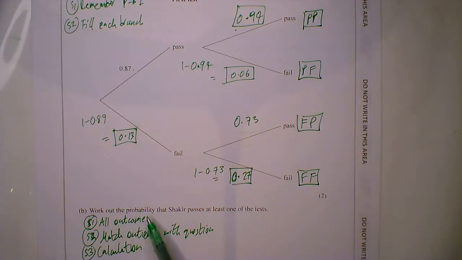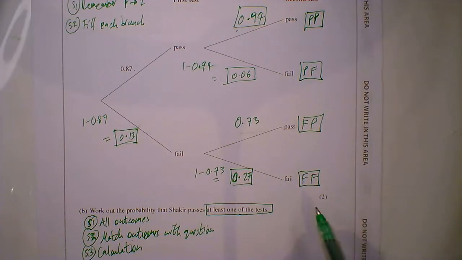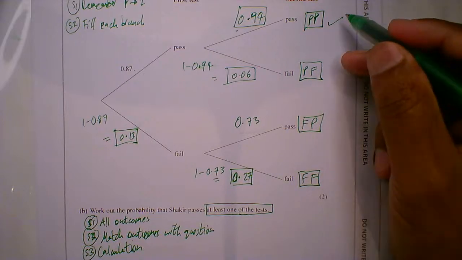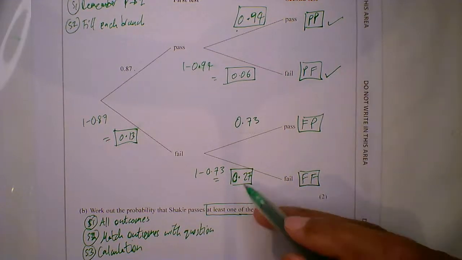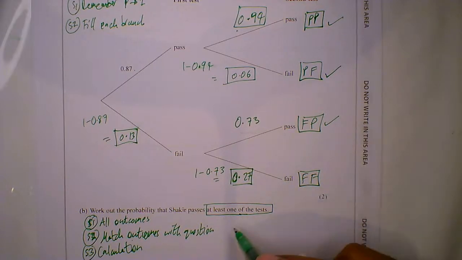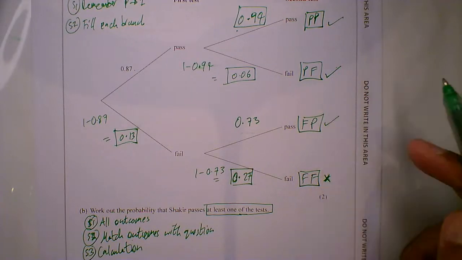So the question says, work out the probability Shakir passes at least one of the tests. So is pass pass at least one? Yes, it is. Is pass fail at least one? Yes, it is. Is fail pass at least one? Yes, it is. Is fail fail at least one? No, it's not. So we're looking for these three.